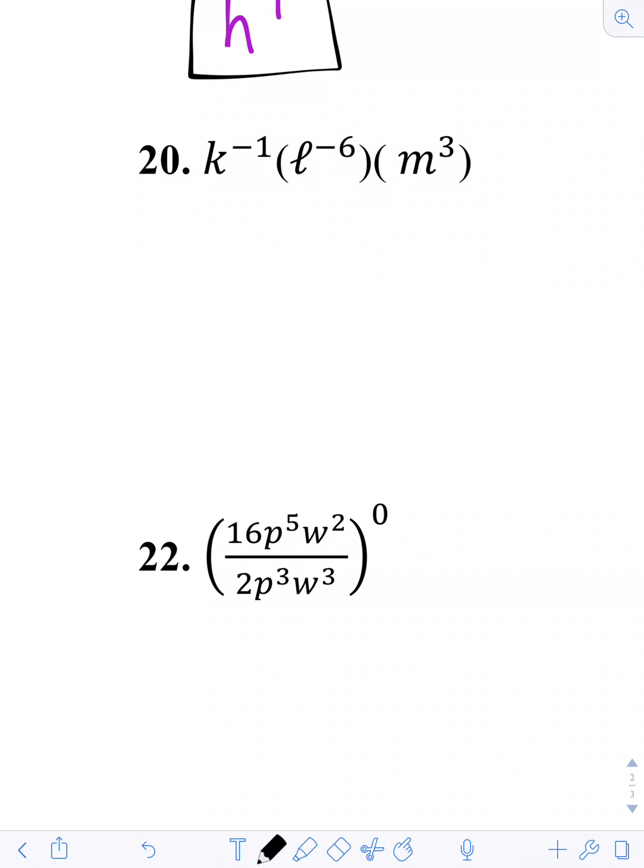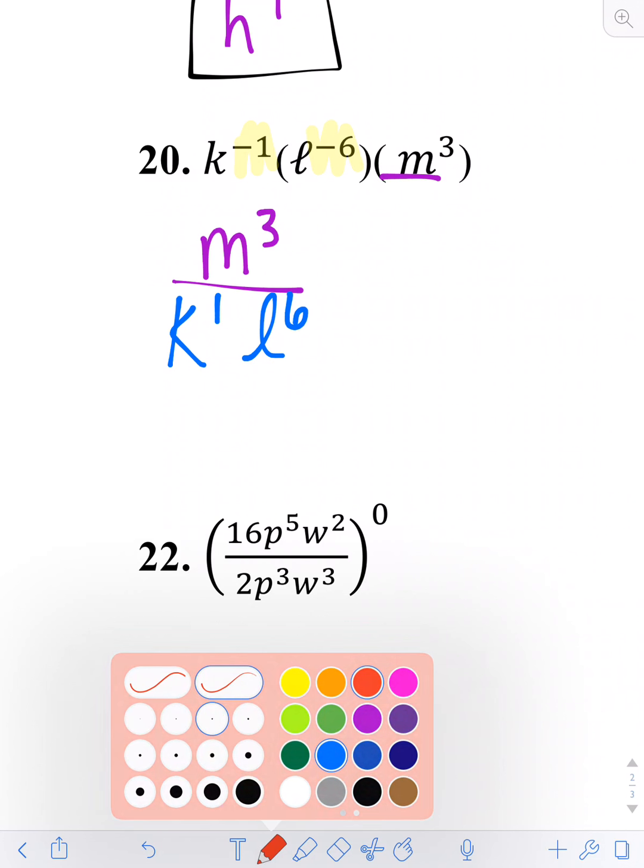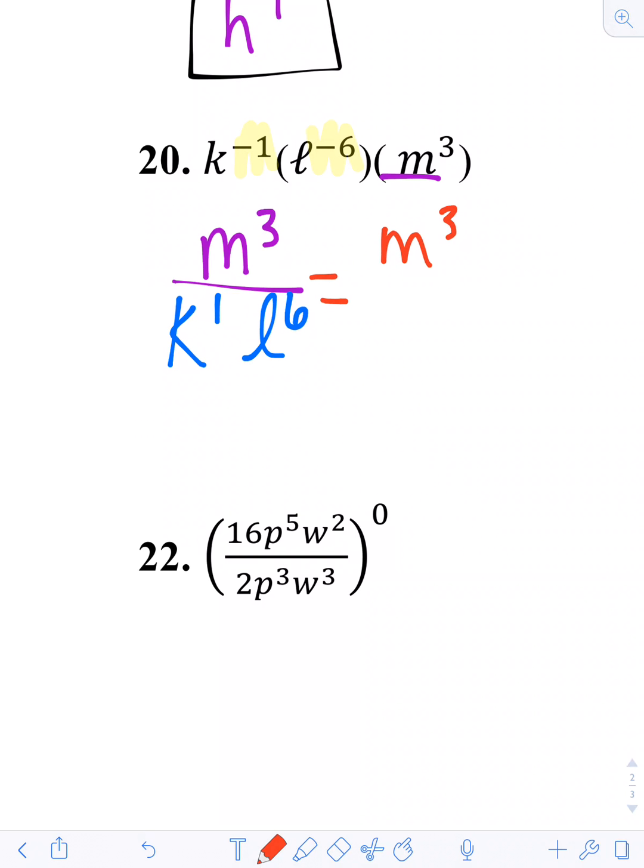Okay, number 20. So again, we have different bases, right? But I have two negative exponents. So I have this negative one and that negative. So what we're going to have to do is put those in the denominator. What's left that doesn't need to go to the bottom is this m to the 3rd power, so that's going to stay up top. And on the bottom, it's going to be k to the power of 1 and l to the power of 6. Now, remember, you don't have to write the k to the power of 1. So really, you can write your answer, m to the power of 3 over k times l to the 6th power. And that's our final answer.